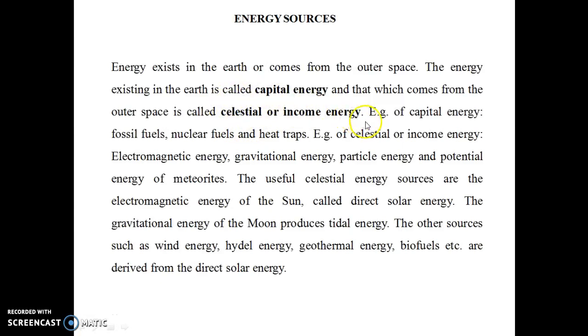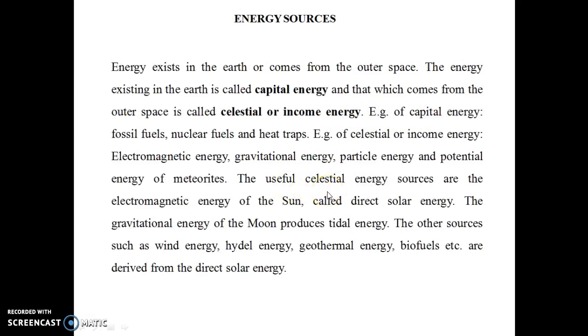The best examples for capital energy are fossil fuels, nuclear fuels, and heat traps. And the best examples for celestial or income energy are electromagnetic energy, gravitational energy, particle energy, and potential energy. These are some of the important examples for income or celestial energy.